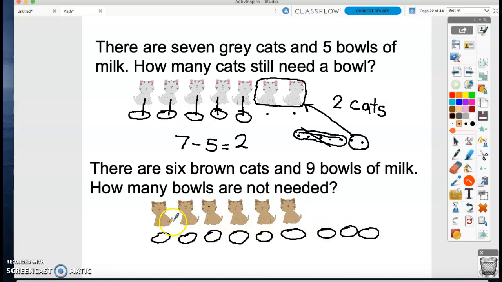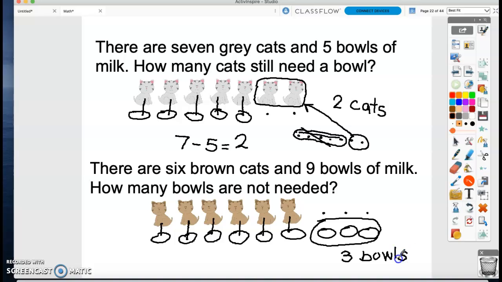So then, once I draw them, I'm going to match them up to make sure I have my cats and my bowls matched up to compare my picture. And I notice that there's not a cat for this one, or this one, or this one. So I see that these 3 bowls are not needed. So how many bowls are not needed? 3 bowls are not needed.